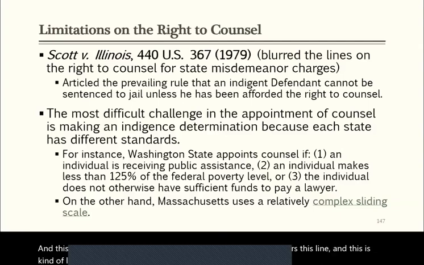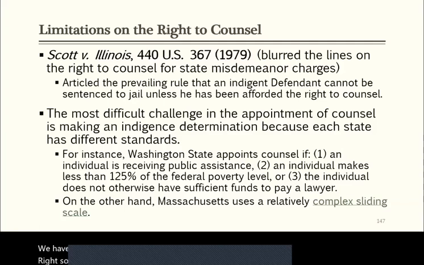Now, that being said, Gideon v. Wainwright, Scott v. Illinois, they all apply to indigent people, right? And the federal level applies to indigent people. Now, how do you define if somebody's indigent, right? Well, we have left that up to each state to determine for themselves.